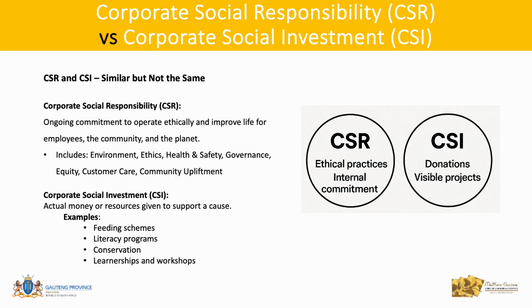CSR is the overall commitment. It's like the heartbeat of how a company treats its people, the planet, and how it governs itself. Think of it as an internal compass guiding the business. CSI, on the other hand, is the physical output, the visible community support like feeding schemes, job creation, or funding schools. Understanding this difference helps learners connect real-life projects to the values behind them.